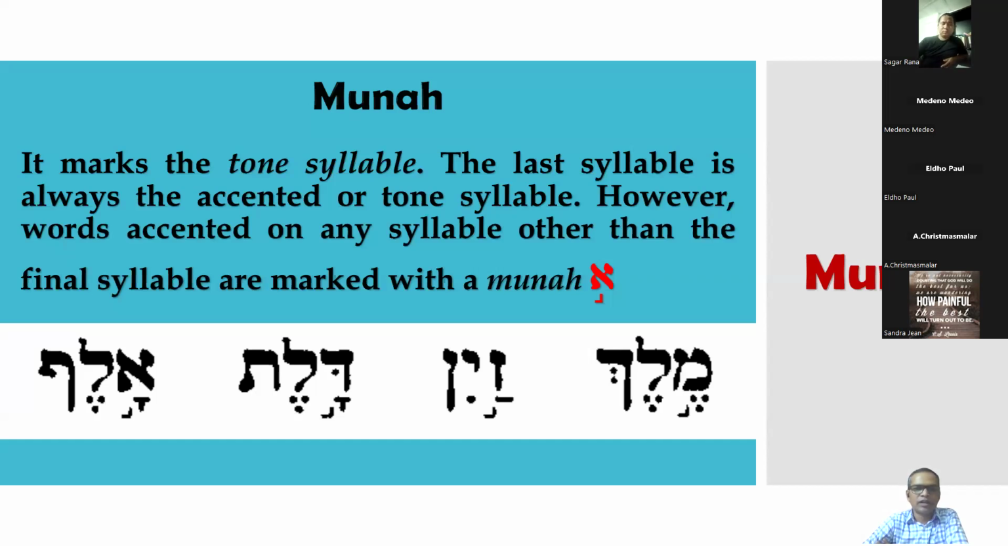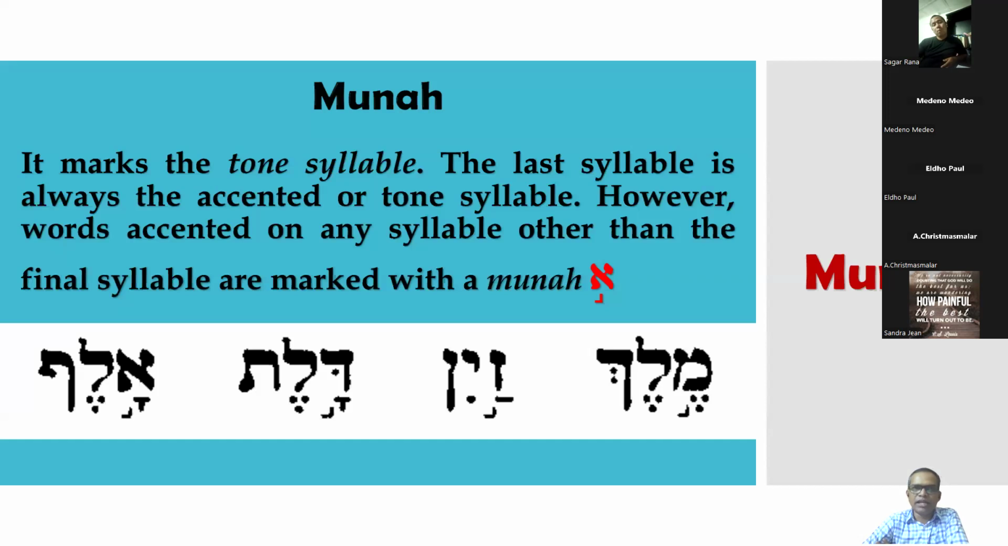So usually the last syllable receives the accent, and there is no accent sign for that. It is understood. But if in a word you see a munna, you have to understand that this syllable has to be stressed, and this can also be understood as the stress having been shifted from the last syllable to the syllable where munna is placed. Okay, so here are some examples which will help us to understand more.